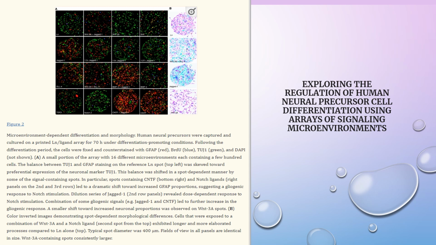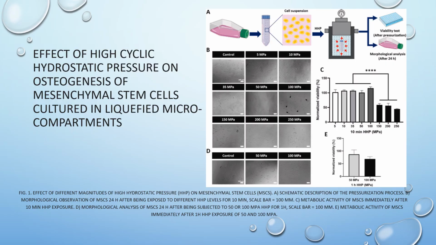The next paper here wanted to investigate the effects of high cyclic hydrostatic pressure on cellular viability. To do this, single-cell suspensions were exposed to different levels of HHP ranging between 5 and 250 MPa for a short-term period of 10 minutes. After 24-hour morphological analysis provided that cells which were under the HHP between 5 and 100 MPa were fully attached and showed a normal morphology after pressurization, indicating that the selected pressure levels did not impact the cellular adhesion properties.